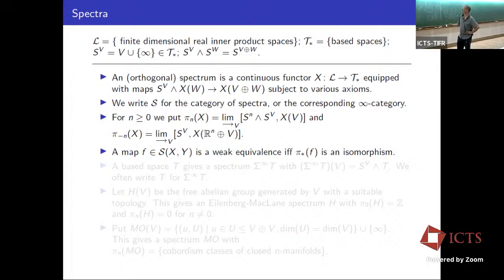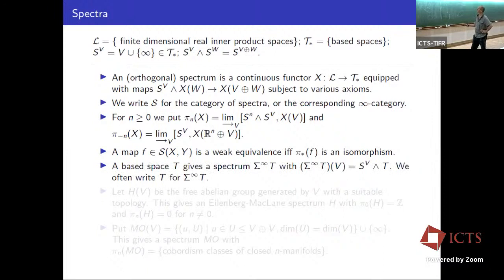So what are basic examples of orthogonal spectra? There's a suspension spectrum, Sigma^infinity T for a space T, whose value at a vector space V is S^V smashed with T. The Sigma^infinity functor, before we pass to homotopy, just gives us a full and faithful embedding of spaces in orthogonal spectra, so we won't really distinguish too carefully between T and Sigma^infinity T.